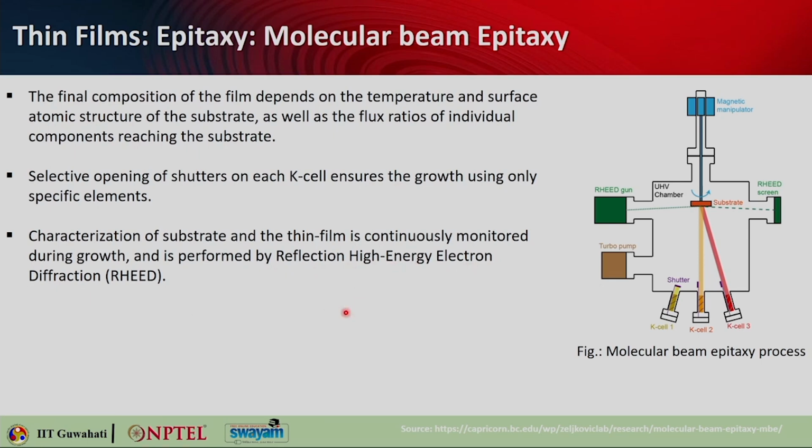In this particular method, the final composition of the film will depend on the temperature and the surface atomic structure of the substrate, as well as on the flux ratio of individual components reaching the substrate. So this is how you can mix things up and get a thin film of a particular composite material. Selective opening of the shutters of each K cell will ensure growth using only specific elements. So you can also do one layer first and then the next layer and so on, just by opening the shutters, and you can characterize the thin film that is being generated by this RHEED method.